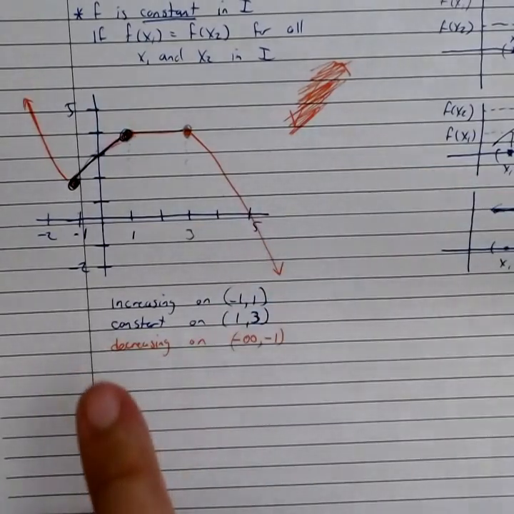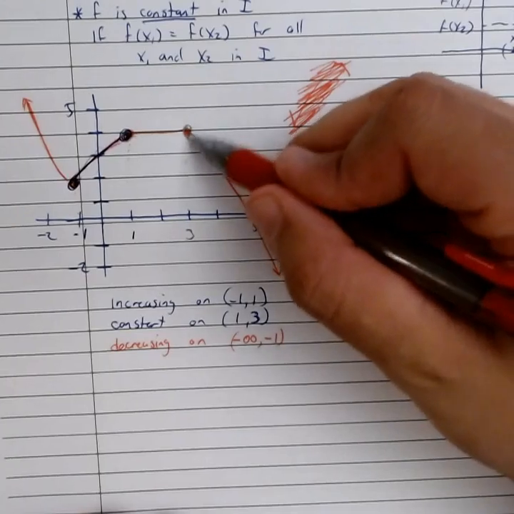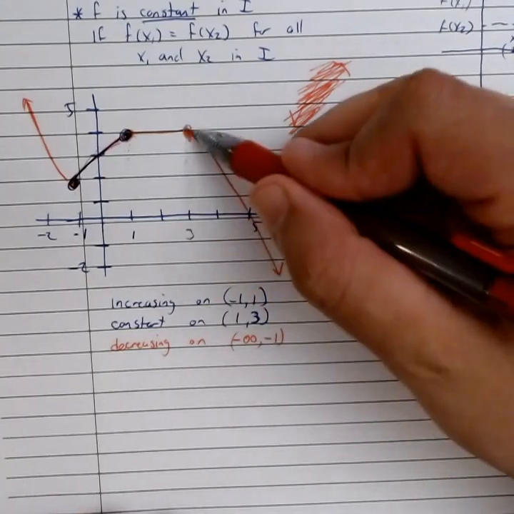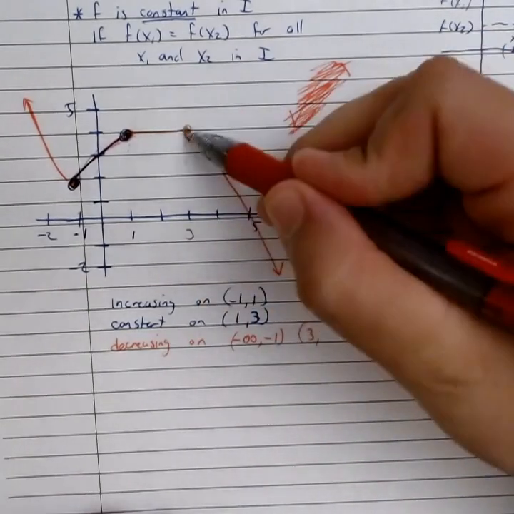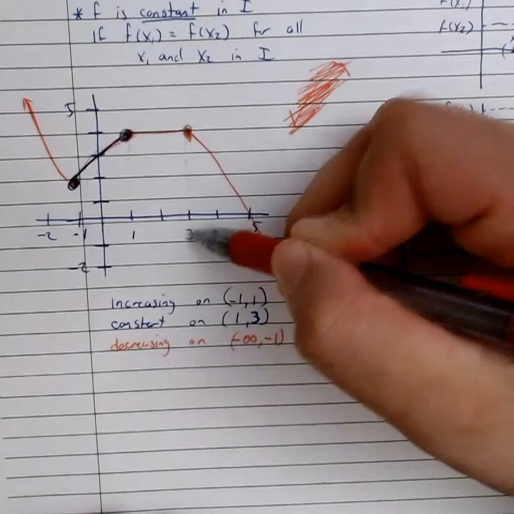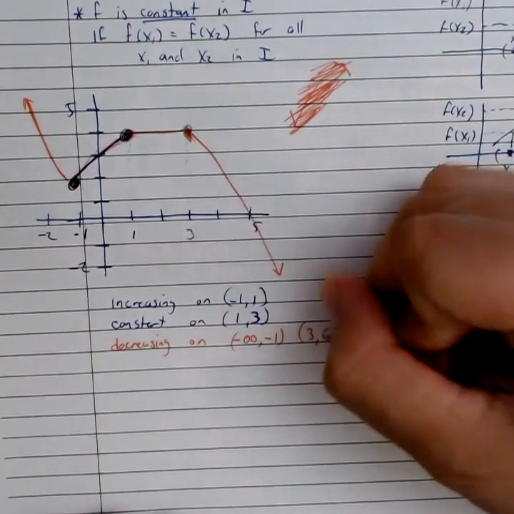Oh, but that's not the full answer. Look, it's decreasing over here too. It starts decreasing at this point, which has an x value of 3, and then it continues to decrease forever, out to infinity.